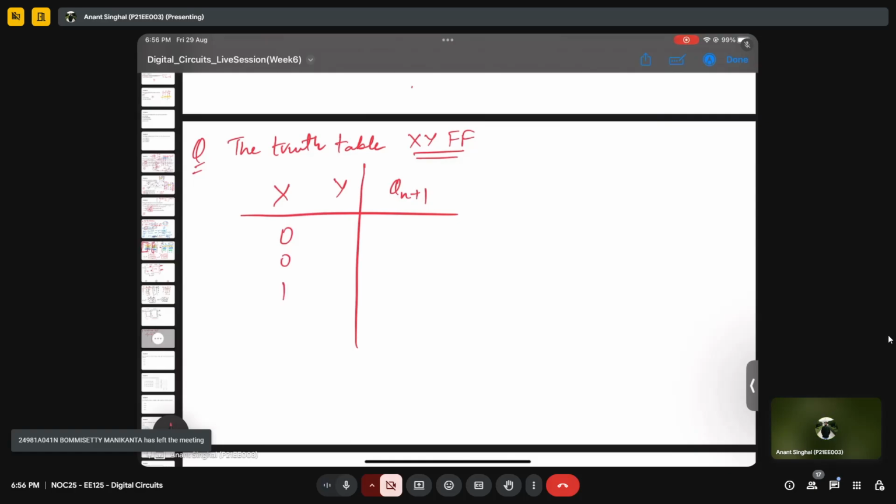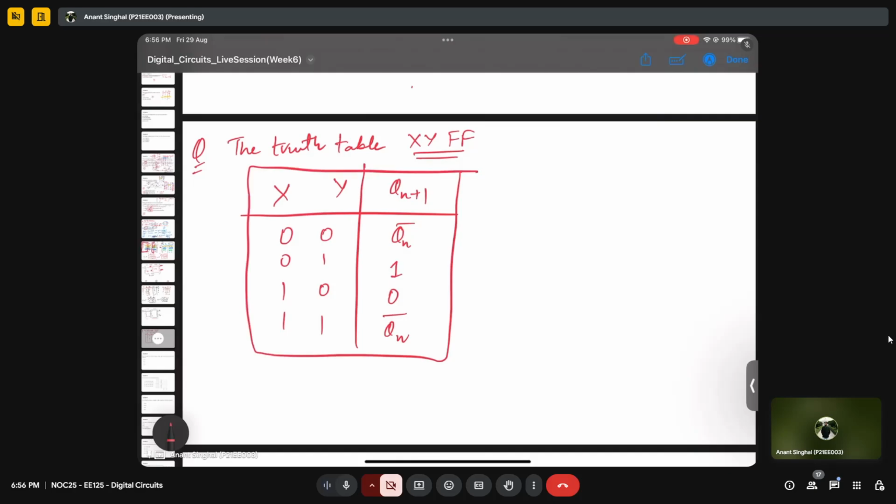So Qn is Qn bar, 1, 0, and let's say this is Qn bar again. So you have been given an XY flip flop. The question is, design a flip flop which is XY using again a JK flip flop.